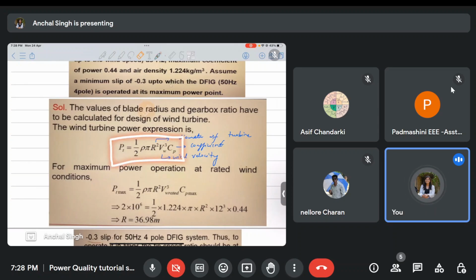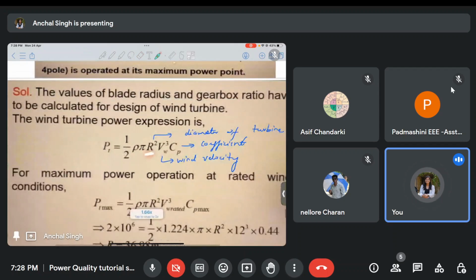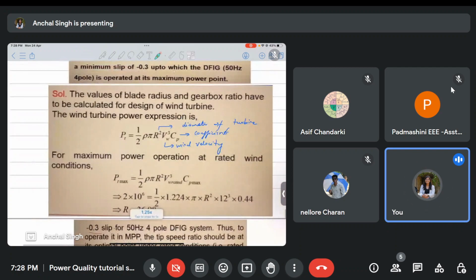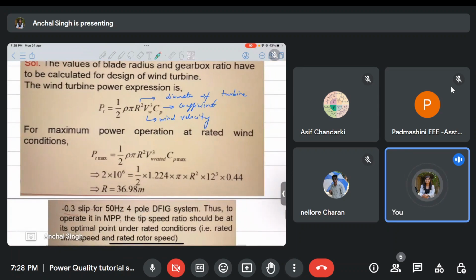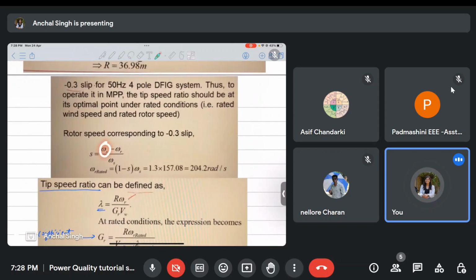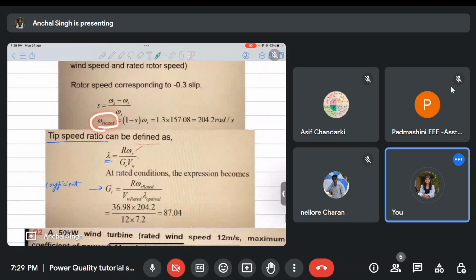This is the wind turbine power expression. In this expression, R is the radius of the wind turbine, VW is the wind velocity, and Cp is the coefficient of power of the wind turbine. If you just put the values in this expression, we already have the power for the wind turbine. Using that you can find the radius, and once you have the slip and you know the operating speed of the wind turbine, you can find out the rated speed of the turbine. This is the formula for the tip speed ratio. Using that you can find another coefficient for the wind turbine.